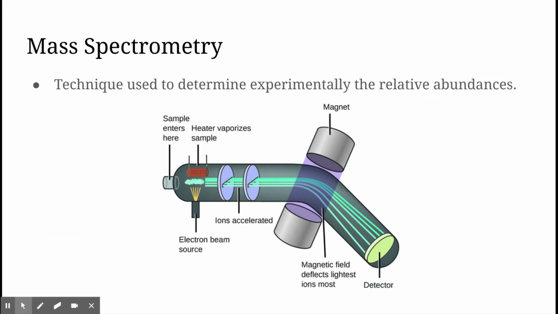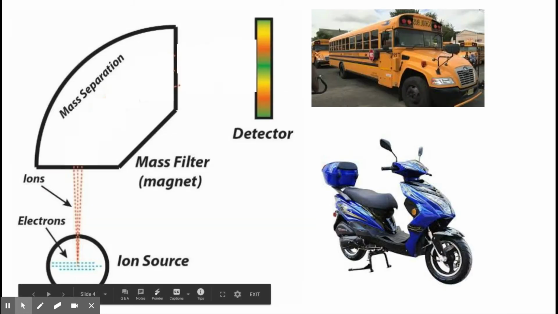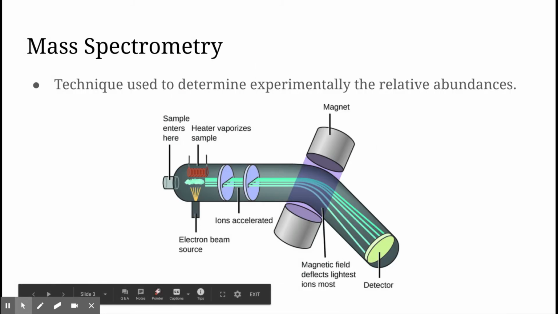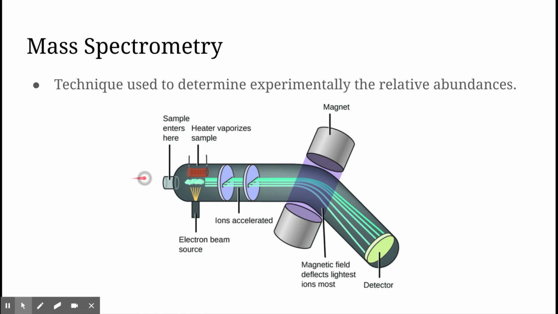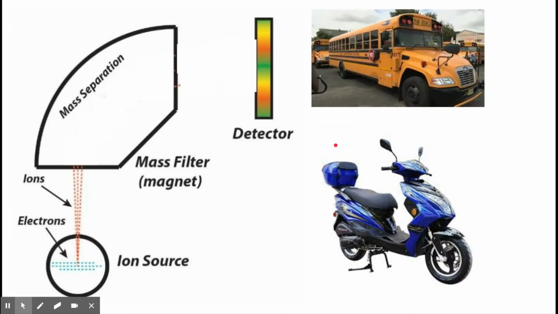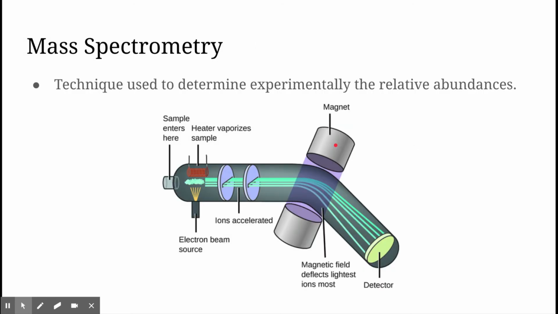So here is what the instrument looks like. It's a technique that allows us to experimentally determine the relative averages. Overall, the sample enters here, and then we vaporize the sample, speed it up a lot, and send it through a corner. That corner has a magnet on either side, and that is what allows us to separate the isotopes based on their sizes. This can also be used for different atoms, but we're going to focus on the isotopes.